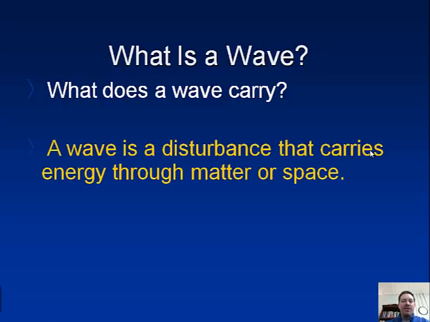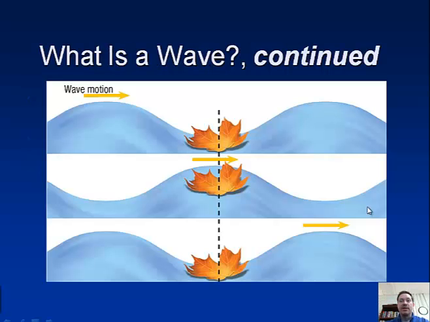A wave is a disturbance that carries energy through matter or space. So it can be transferred through an object or just the air in general. We've got waves that we see all the time, and we'll look at specific examples in a minute. But a common time we see waves is on the water.